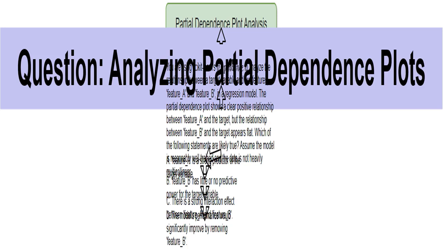I'm analyzing partial dependence plots, which show how features influence a target variable in a regression model. I'm focusing on two features, feature_A and feature_B. The goal is to figure out which features are important predictors. It's like detective work, looking for clues about what drives the target variable.